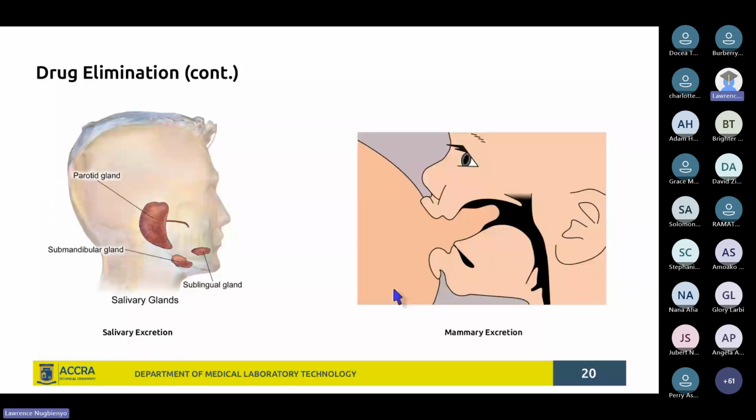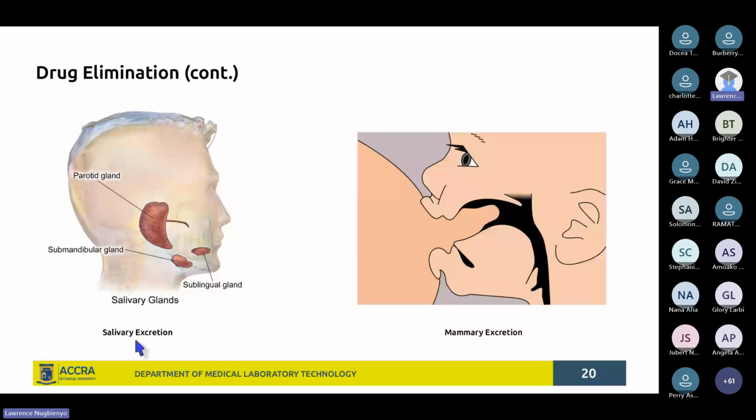Then you also have salivary excretion. You can have some drugs taken in. Of course, this is a drug in the bloodstream, and these salivary glands are also tissues that have blood flowing through them. And so you can have excretion of saliva containing some amount of these drugs as well. So you have salivary excretion also as one of the pathways by which drugs are eliminated out of the body.